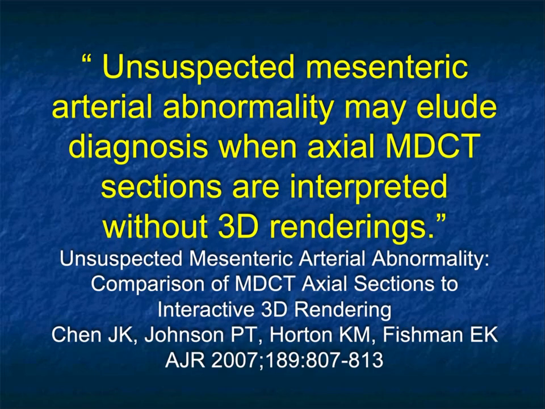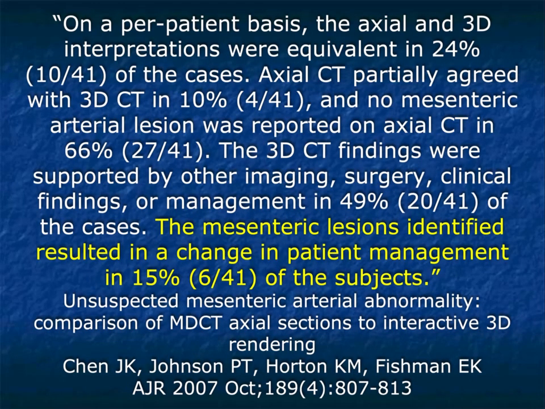Now, we left off with this slide. Unsuspected mesenteric arterial abnormalities may elude diagnosis when axial CT sections are interpreted without 3D rendering. And that statement in 2007 is still true today. One of the things we found is that often the axial images look fine, and people will say normal. But when you look carefully at the celiac and SMA, there's often stenosis proximally, or perhaps median arcuate ligament compression, or distally the vessel is occluded, particularly the SMA.